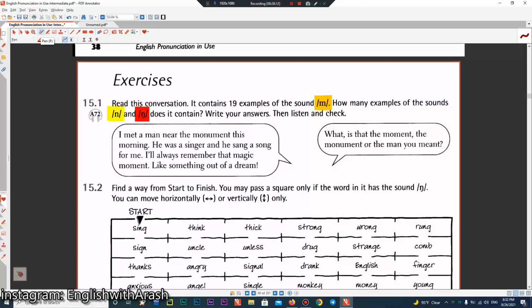Someone's calling. Let me check something. So can you read them?